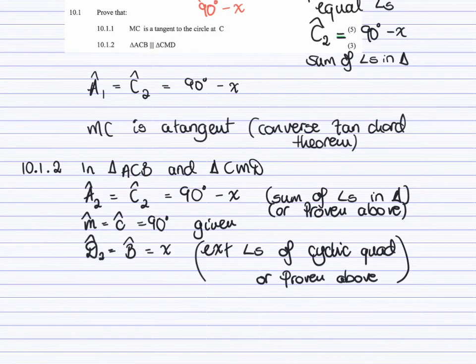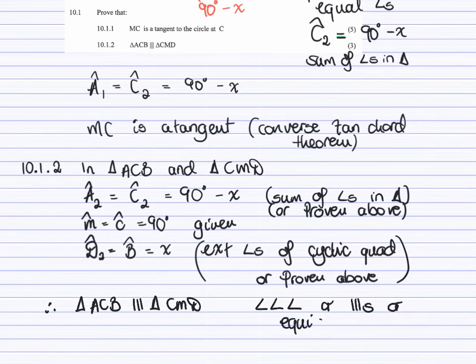You can now conclude that, therefore, triangle ACB is similar to triangle CMD. You need a reason for this. You either write angle, angle, angle, or similar triangles, or equiangular triangles.